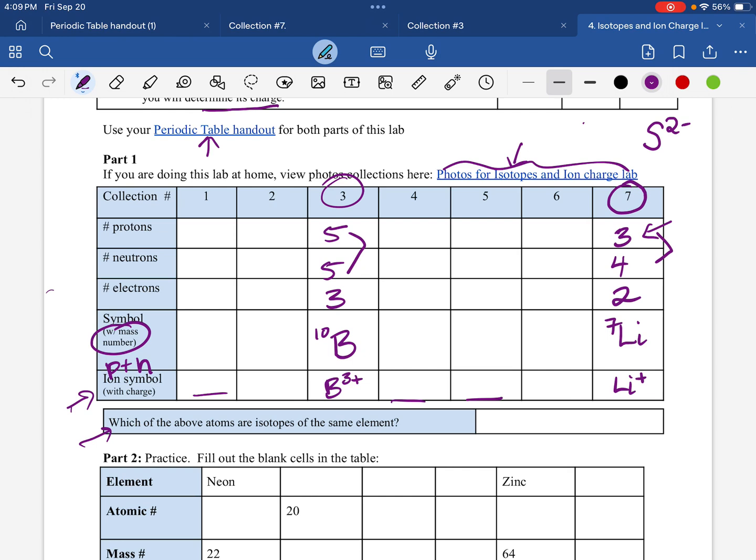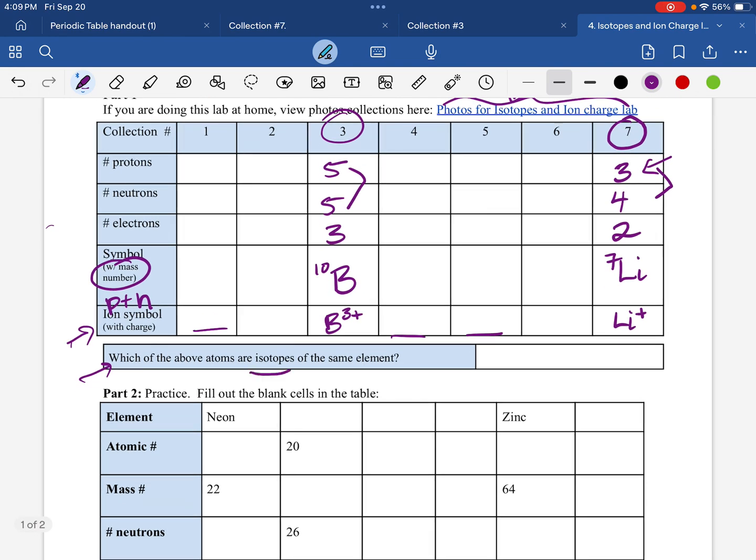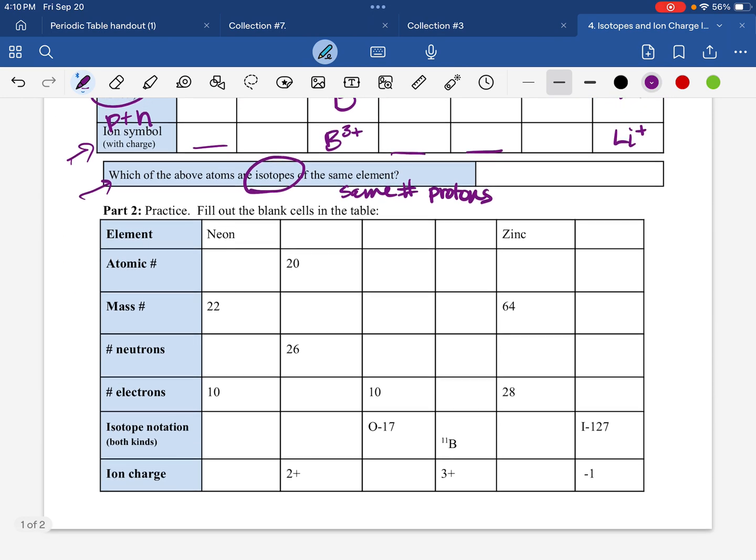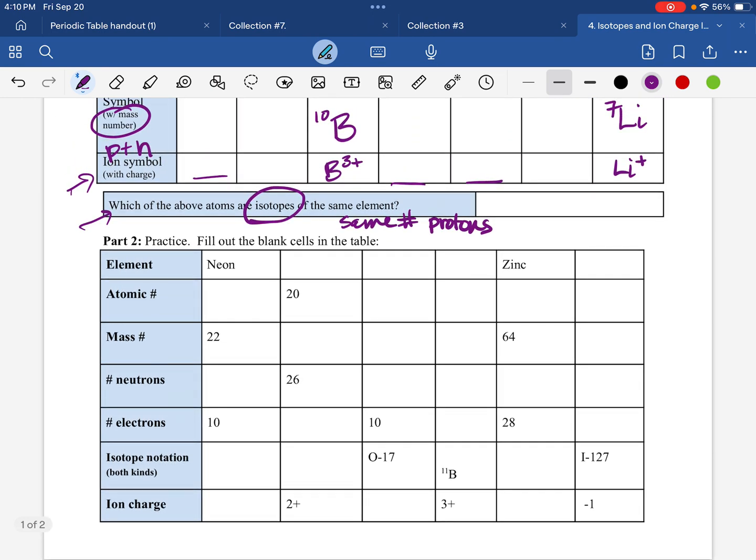And then you'll answer a question, which of the above atoms are isotopes of the same element? And remember that isotopes have the same number of protons as each other, but different numbers of neutrons. That's what makes 2 atoms isotopes of the same element. And that is in your notes too, you could look that up. When you're done with that, then you're going to fill out this practice table. So let's do one of these together.